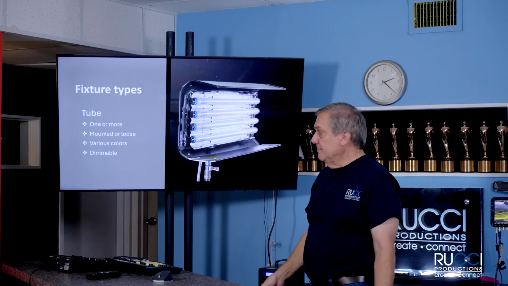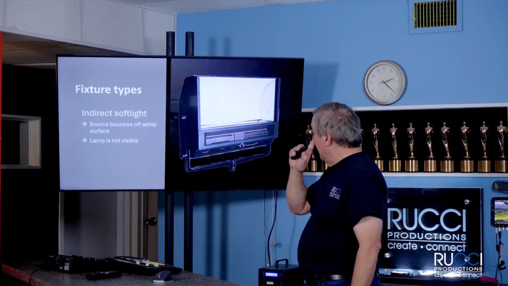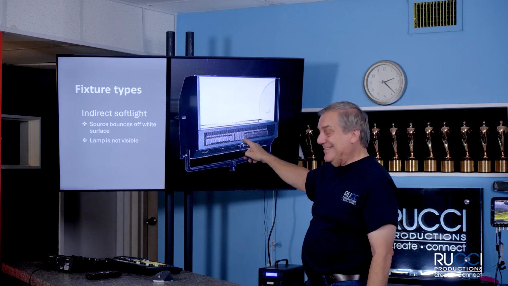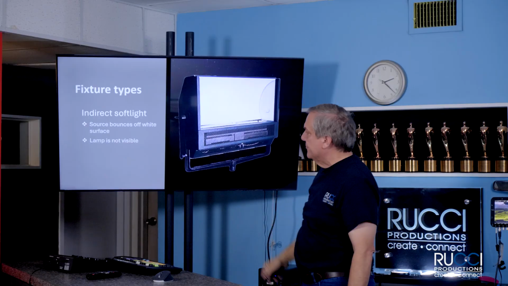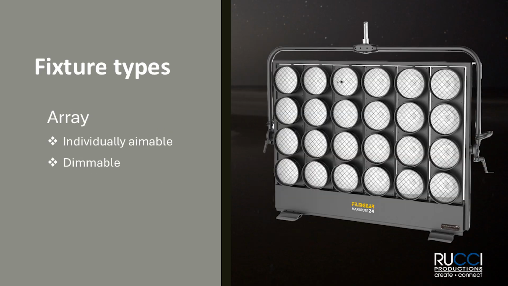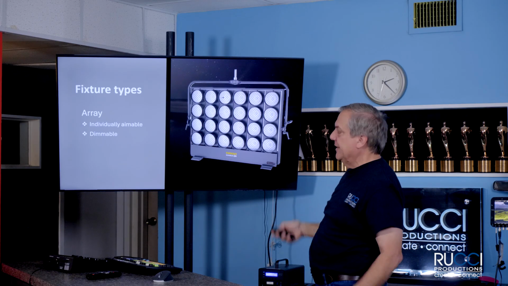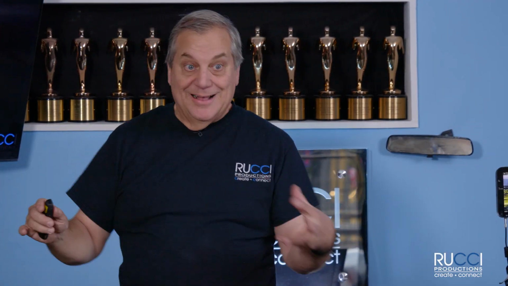They can be dimmable. And this kind of a light is an indirect light. The light's encased in here, and it's bouncing off a white surface. So that's just a soft light that's achieved by indirect light. And then lights that are an array that have a whole bunch of lights in a unit, and they can all be turned off and on and aimed separately. So that's a real quick overview of all the different kinds of lights there are.